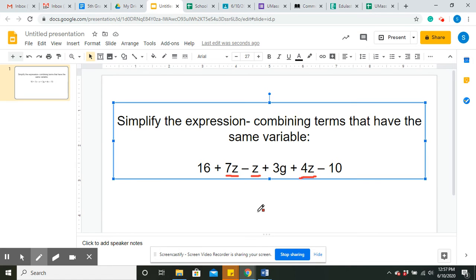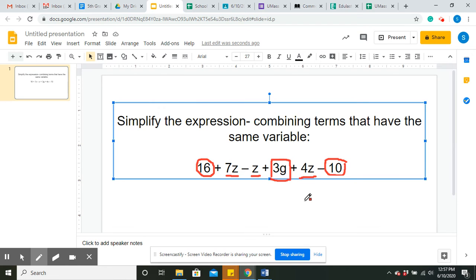Then I'm going to go through to find my other variable. I have one term that has g. I'm going to box this. There are no other terms with g, so there's nothing else for me to box. And then lastly, I have two terms that have constants or whole numbers. So I'm going to circle those. So I'm going to circle 16 and I'm going to circle 10, although I want to notice that it's minus 10.